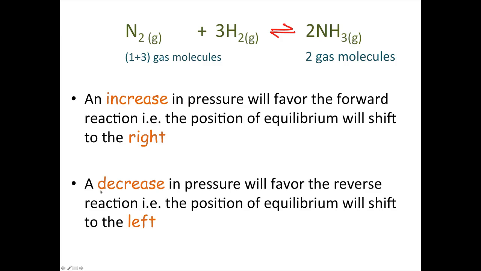Now likewise, if you apply the same concept here, a decrease in pressure, for this example, if you decrease the pressure, it's going to favor the side with more gas molecules, because when the position of equilibrium shifts to the left, in other words, it favors the reverse reaction, you're going to have more pressure because you have more gaseous molecules on this side. So it's always to oppose whatever change you apply to the system.